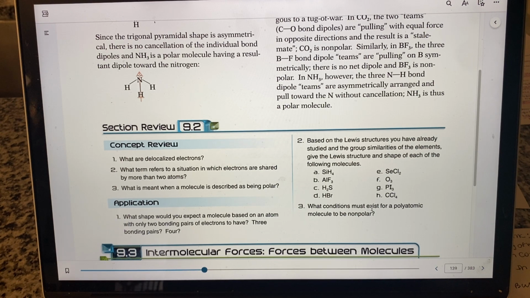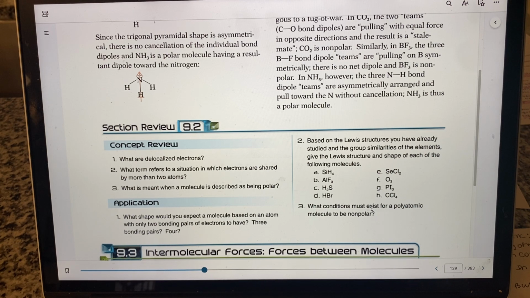What is meant when a molecule is described as being polar? Polar means basically that it has more electronegativity on one side than the other side. Or you can say one side has a positive side and one side has a negative side. So it has a positive pole and a negative pole. That's polar. Let's go to the application here.